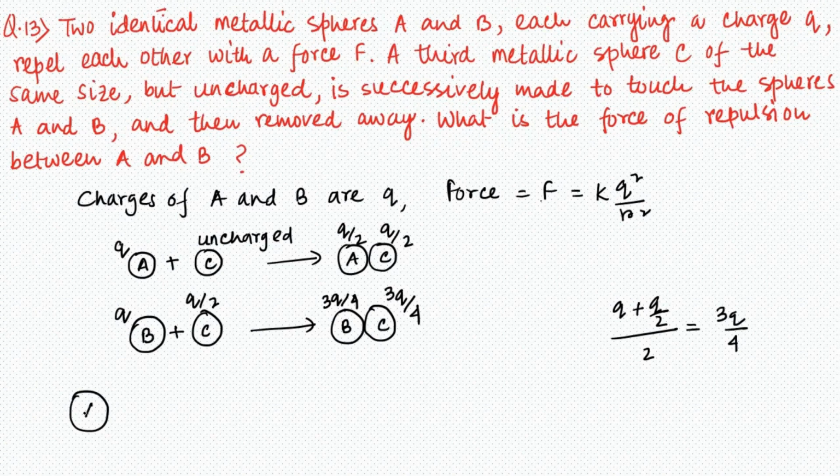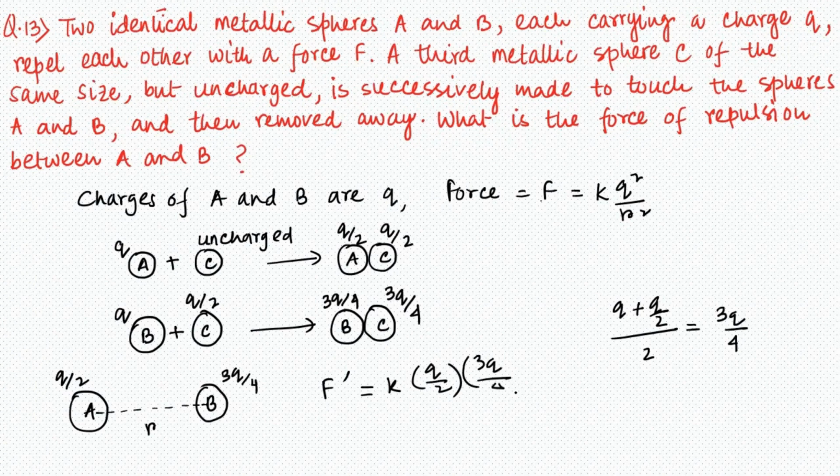So this time A has Q by 2 charge and B has 3Q by 4 charge. Now we have to calculate the force of repulsion between A and B. And again we are assuming that the distance between these two charges is R. So F dash, we are assuming the new force of repulsion is F dash, which is k (Q by 2)(3Q by 4) divided by R².